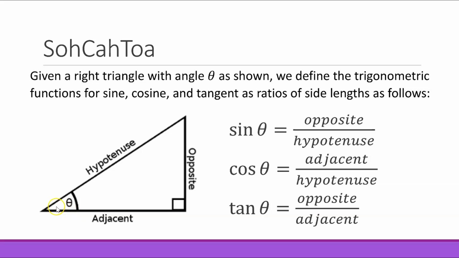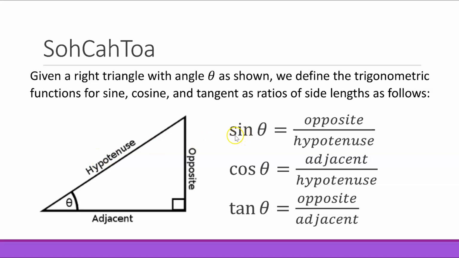First, let's take a look at our right triangle. Here is my angle theta. The side that is closest to theta, that is not the longest side, is the adjacent side. The side directly across from theta is the opposite side. And the longest side, the side opposite the right angle, is called the hypotenuse.